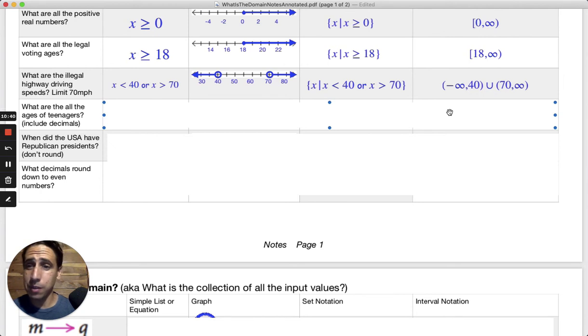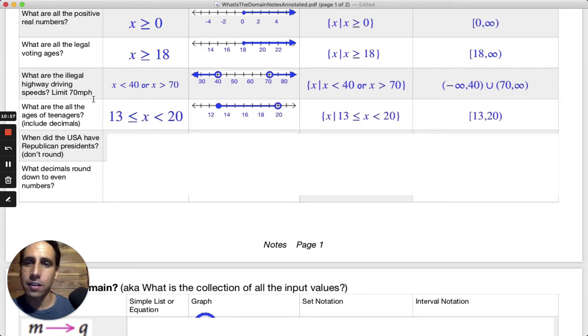Now let's do the same as before, except let's include the decimals. Let's pretend you're allowed to answer this question with, I'm 13 and a half, I'm 15 and a half, I am 15.25, I'm 15 and 6 months and 3 days. If you wanted to actually include all those answers, then what you get is all the ages between 13 and 20. If you're a 13-year-old, then we want to be able to say, yes, that's a teenager. And if you're anything less than a 20-year-old, then you're also a teenager. But as soon as you turn 20, then you're no longer a teenager.